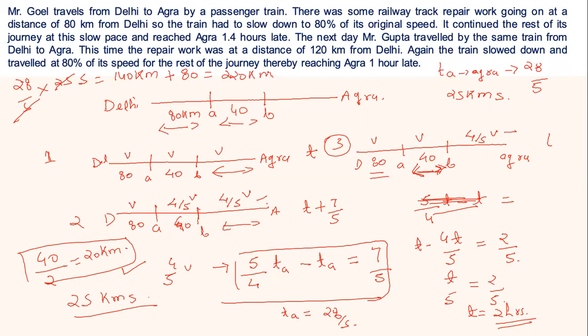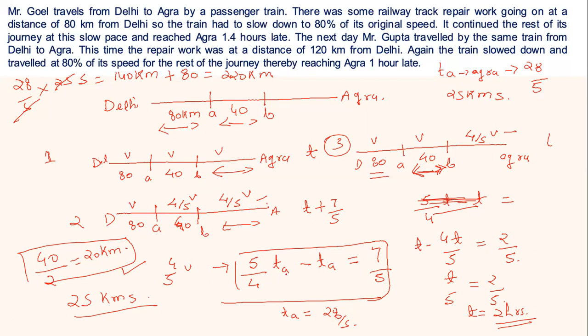I know my screen is now very haphazard, but if you have followed my step-by-step solution, I have taken 3 steps. Let me summarize them. First, I drew the diagram of a normal day. Then I drew the diagram of the second day. On the second day, I saw that the speed from point A to point B has reduced, and from point B to Agra the speed again reduced. Because of these 2 reductions in speed, my total time has increased by 7/5 hours.